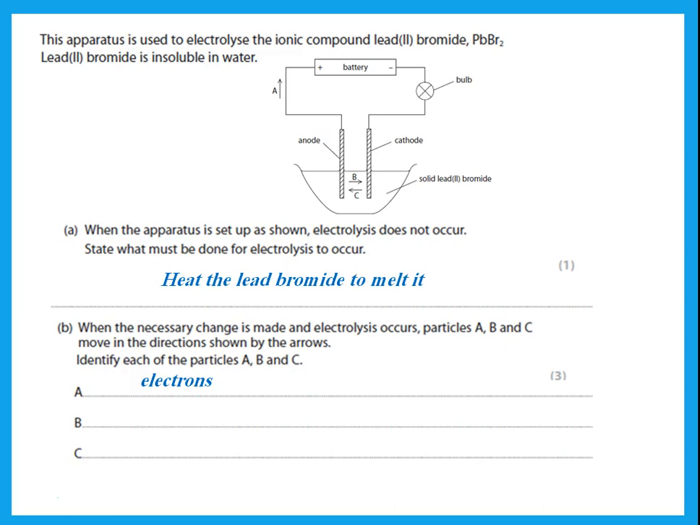B is going towards the cathode. The cathode is which one? The cathode is the negative. So B is something going to the negative, so it must be the positive ion. Which one is the positive ion that we have? Lead ions. And remember that this is lead 2, that means it is lead 2 plus, our Pb 2 plus. C is the ion going to the anode. The anode is the positive, so C must be the negative. Which negative ion do we have? Br minus. Okay?